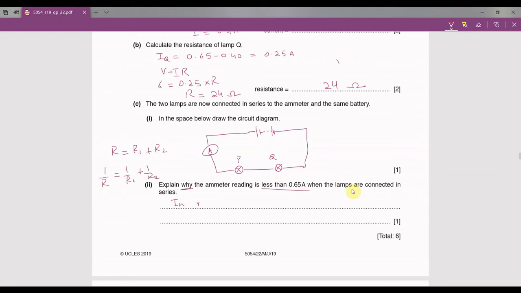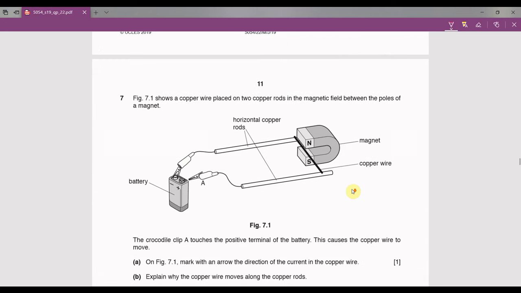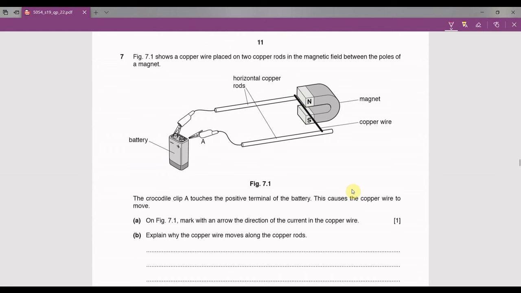In series, the resistance is larger than in parallel, so the current is going to decrease. Simple. Let's move on to the next question.